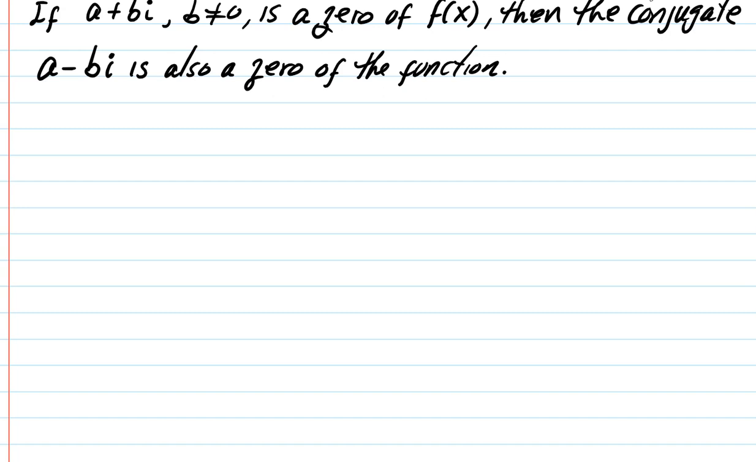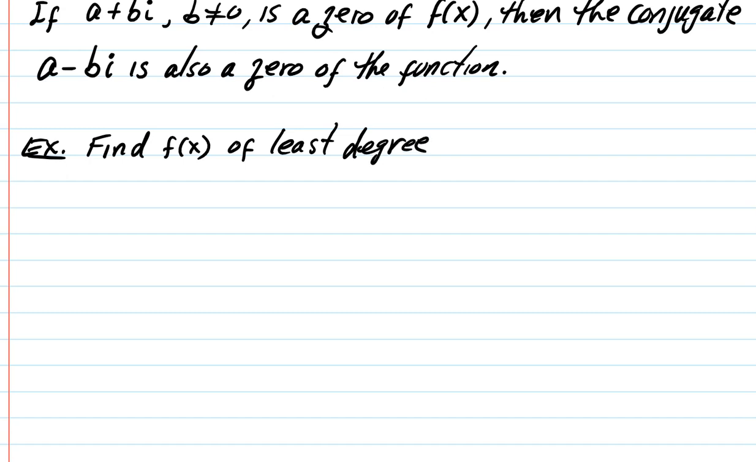So we're going to take a look at an example here. Let's say I want to find a polynomial. Given zeros, let's find the polynomial. So we want to find f of x, a polynomial f of x of least degree, and I'll explain why I need to have that.